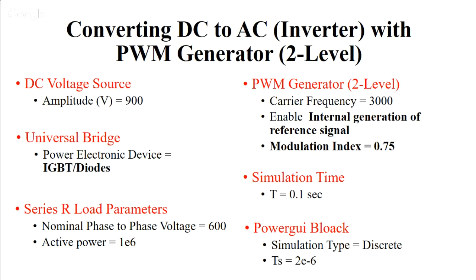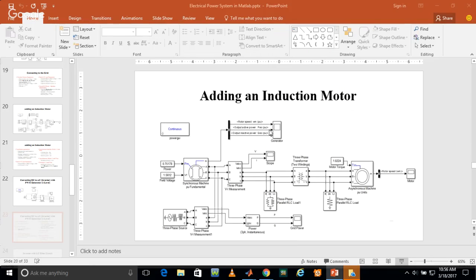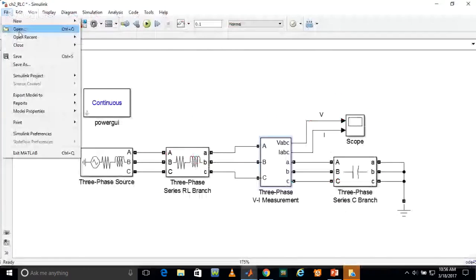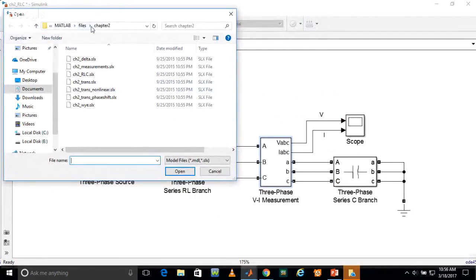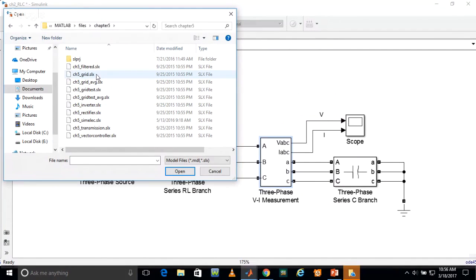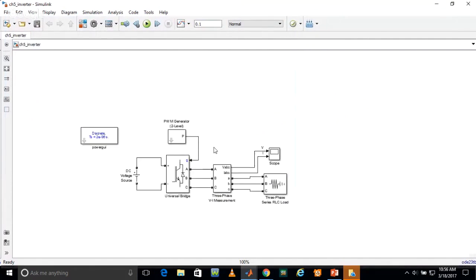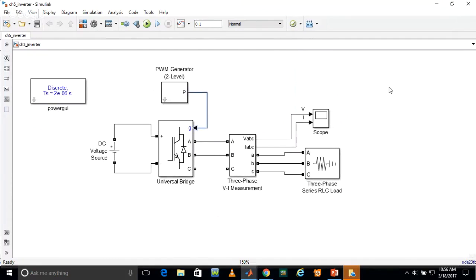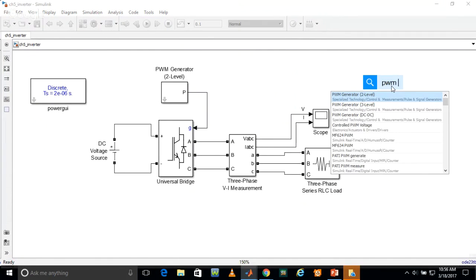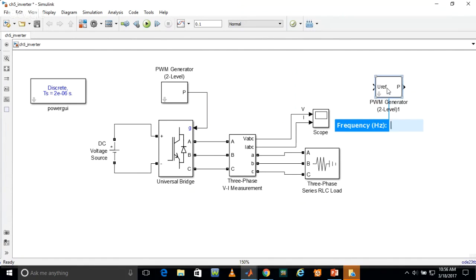Let me show you something first. This is the system. If you write PWM generator here, the two-level type, this is how it actually looks.